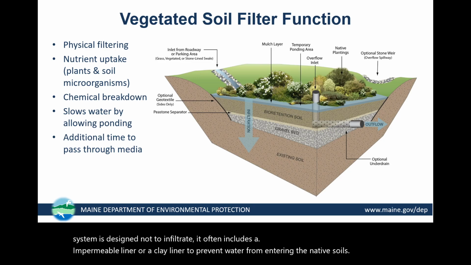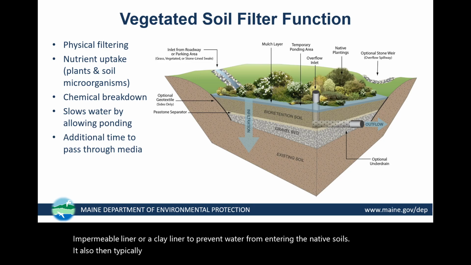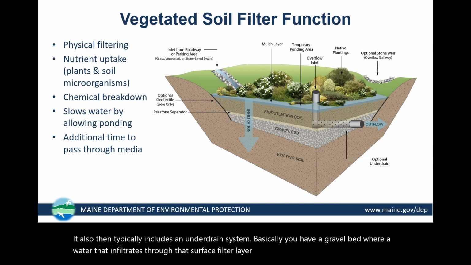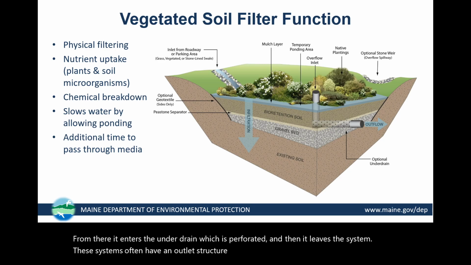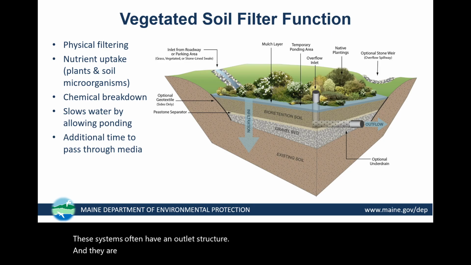It also then typically includes an underdrain system. Basically, you have a gravel bed where water that infiltrates through that surface filter layer ends up in the gravel bed. From there, it enters the underdrain, which is perforated, and then it leaves the system. These systems often have an outlet structure, and they almost always have some type of emergency spillway or overflow spillway. Both of these are included for larger storm events.